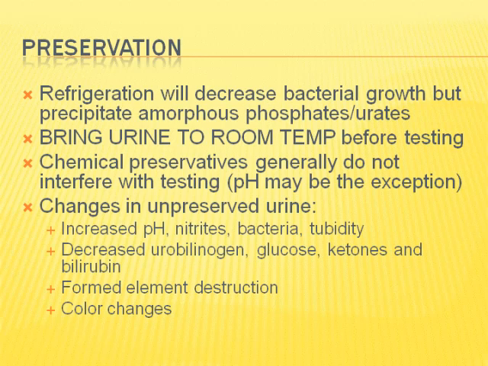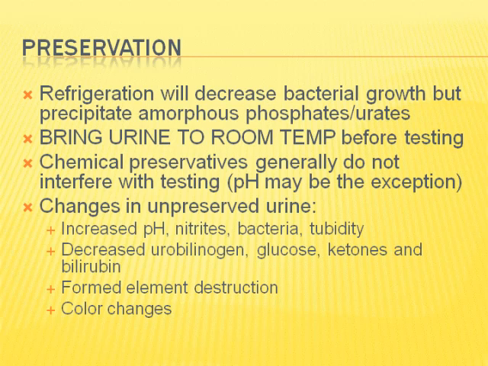Okay, so preservation of urine is very important. Refrigeration will decrease bacterial growth, but it'll also precipitate out amorphous phosphates and urates. You need to bring urine to room temperature before testing. Chemical preservatives generally do not interfere with testing, but you need to look out for pH, which could be altered by chemical preservatives, especially, obviously, acids.